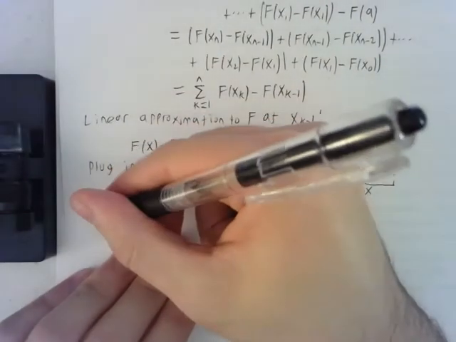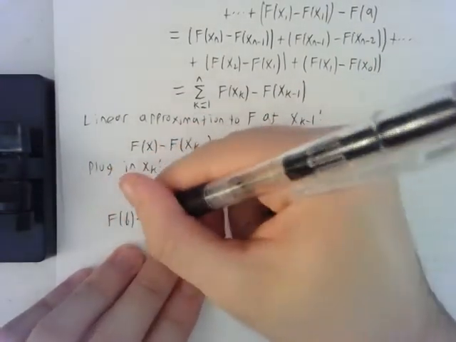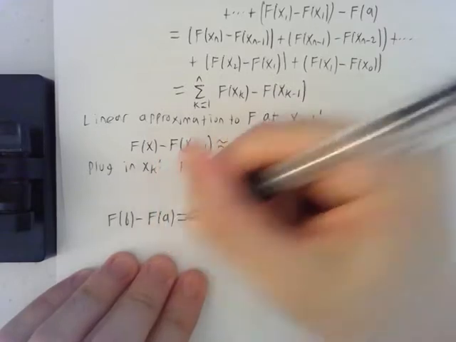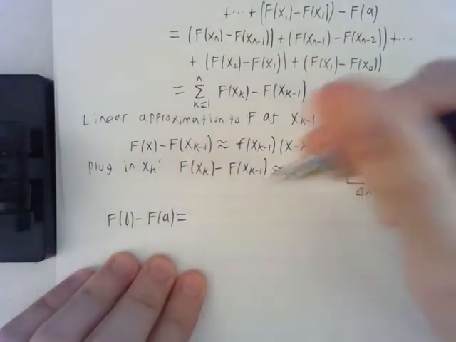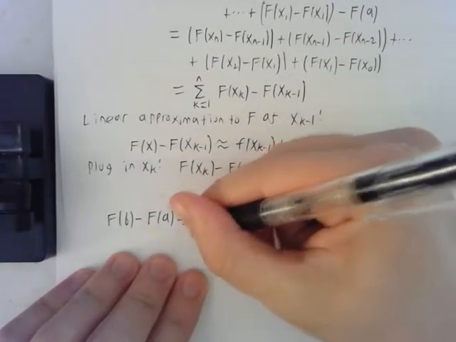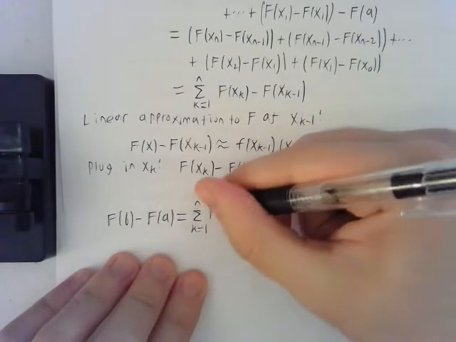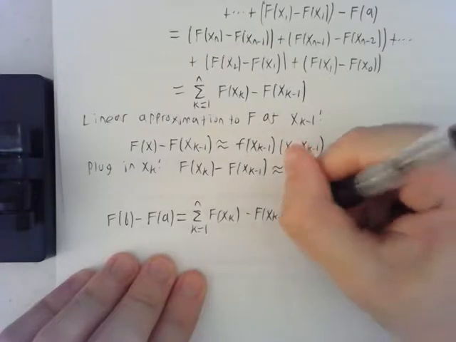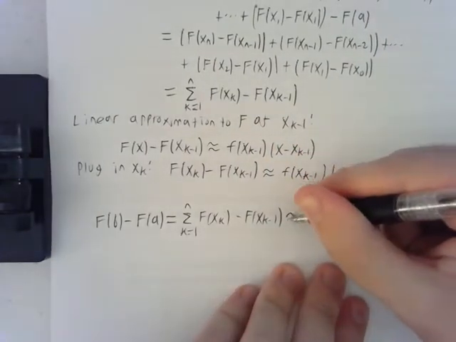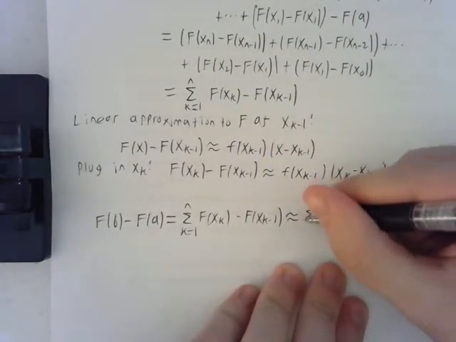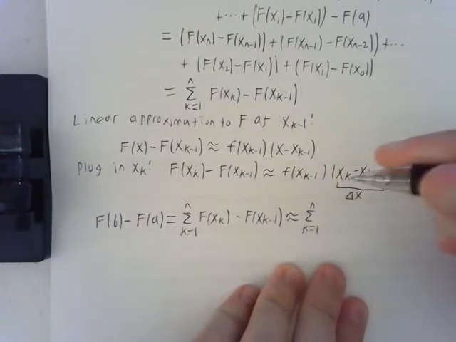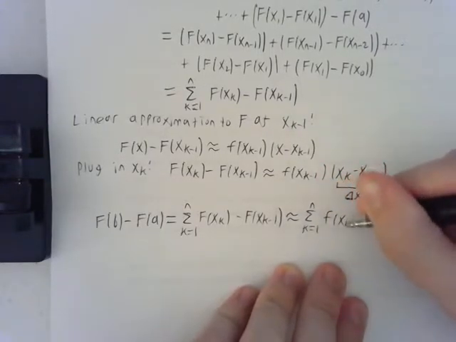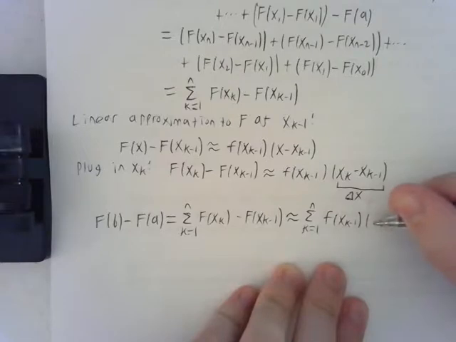So we have that F(b) minus F(a) is approximately equal to, well, okay, it's exactly equal to the sum from k equals 1 to n of F(x_k) minus F(x_{k-1}). That's what we had before. And then that is approximately equal to the sum from k equals 1 to n of little f(x_{k-1}) times delta x.